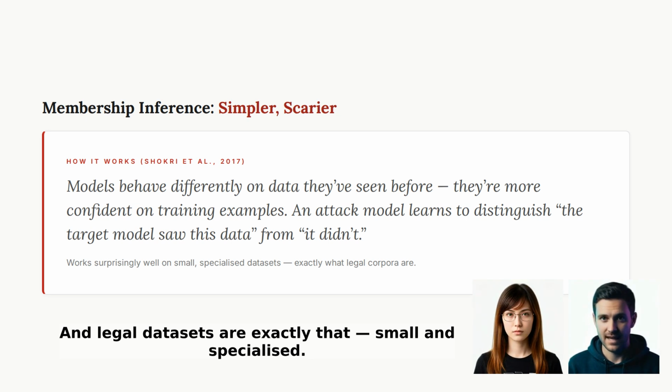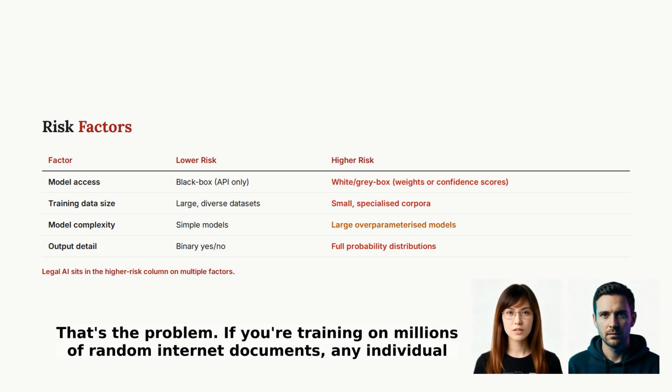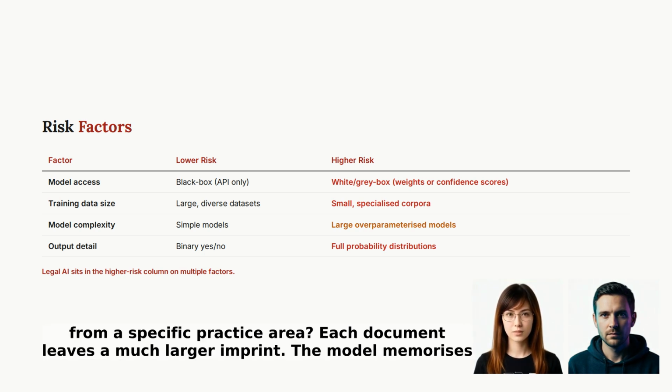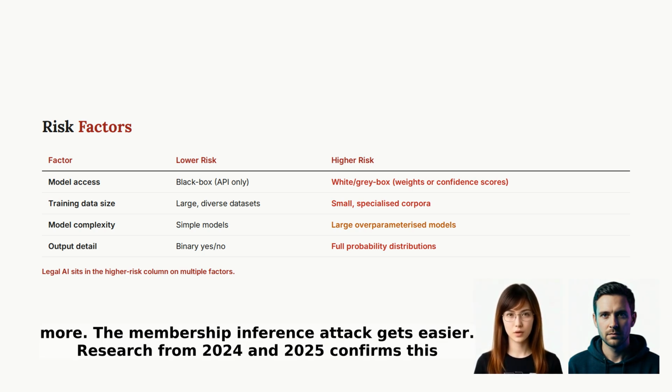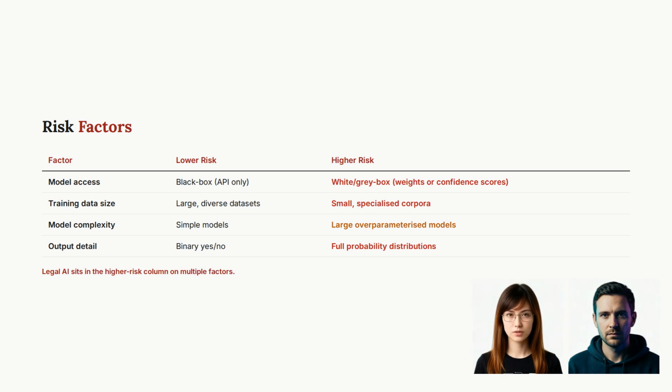And legal datasets are exactly that: small and specialized. That's the problem. If you're training on millions of random internet documents, any individual document has a tiny footprint in the model. But if you fine-tune on a few thousand legal memos from a specific practice area, each document leaves a much larger imprint. The model memorizes more. The membership inference attack gets easier. Research from 2024 and 2025 confirms this. Fine-tuned models on small domain-specific corpora are significantly more vulnerable than large general-purpose models.